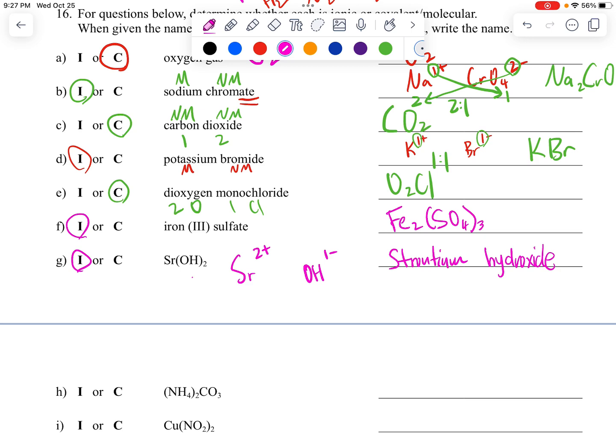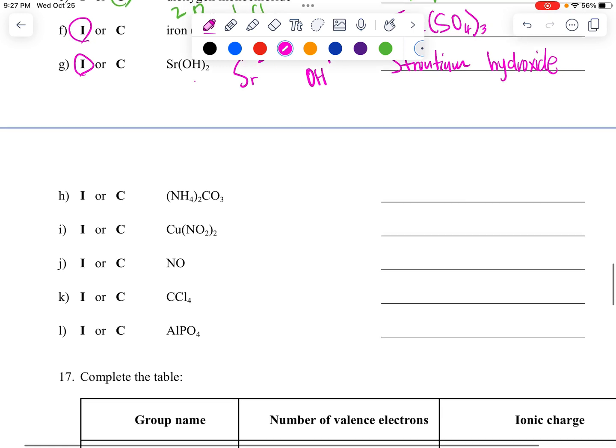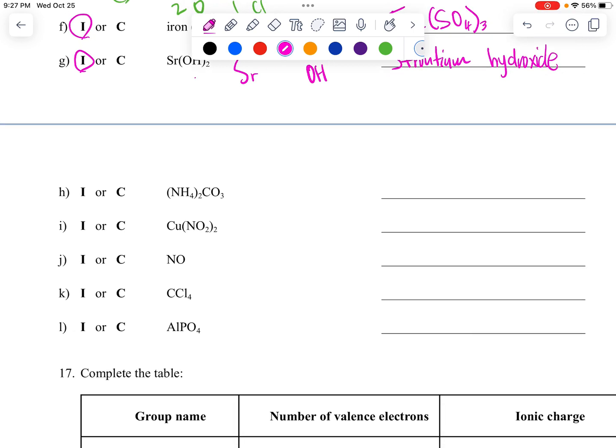Okay, all right. I'll just do a couple more, I guess. Here's (NH4)2CO3. Okay, let's see. Now, NH4 is separated by parentheses, so it's a polyatomic ion. If you look on the back side, you'll find that that's a positive polyatomic ion, and that's actually called ammonium. So ammonium is NH4 1 plus.